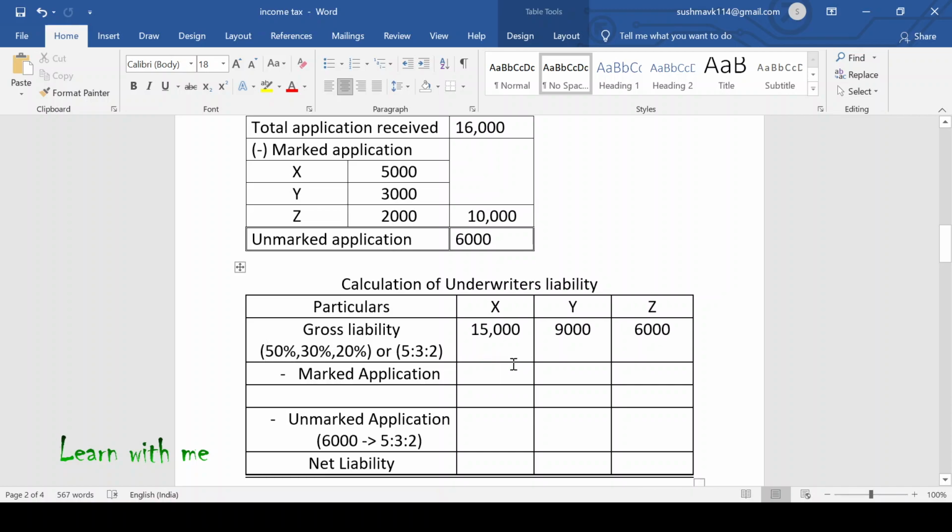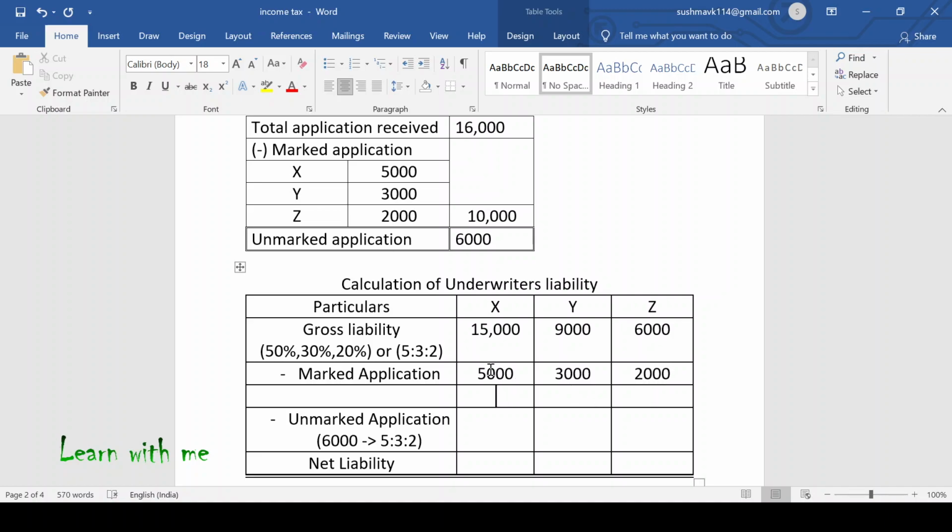So now, what is my marked application? So my marked application is 5,000, 3,000, 2,000, isn't it? So X tried to convince and made people to subscribe for 5,000, and Y 3,000 and Z 2,000.